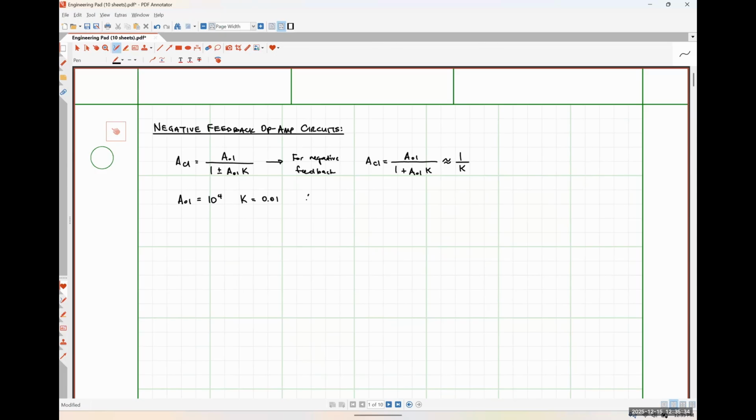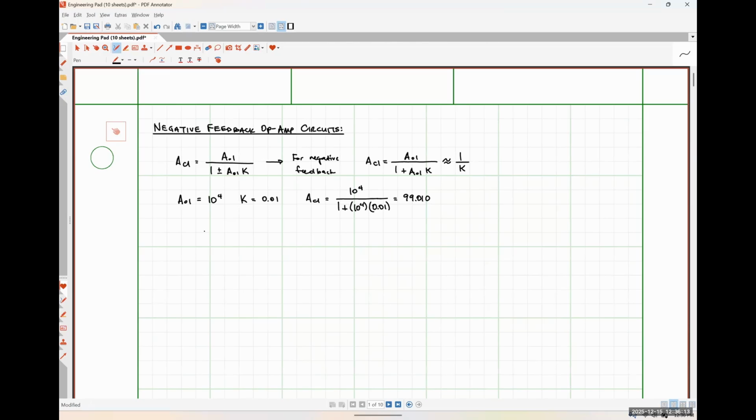And in this particular case, we would get a closed loop gain of 10 to the 4 over 1 plus 10 to the 4 times 0.01. So our closed loop gain would be 99.010. So our closed loop gain is less than our open loop gain, which is to be expected for negative feedback. Okay. So we went from 10,000 down to about 100. Okay.